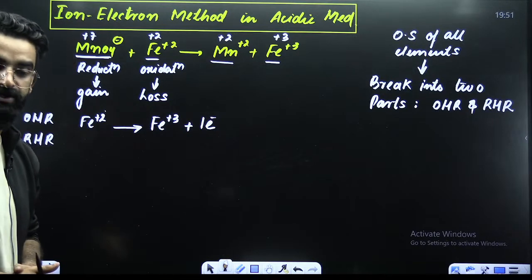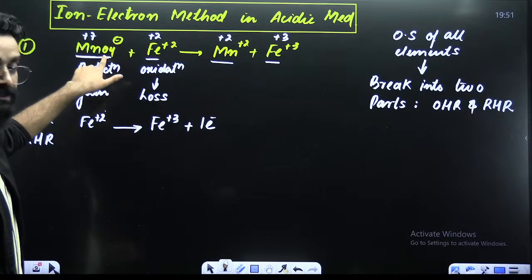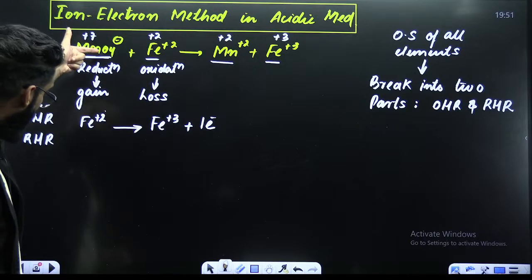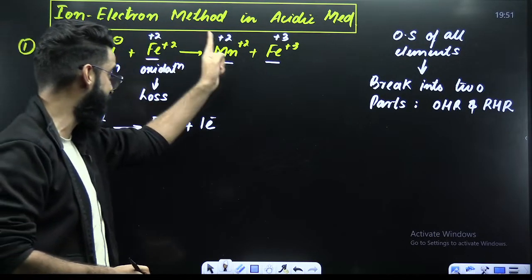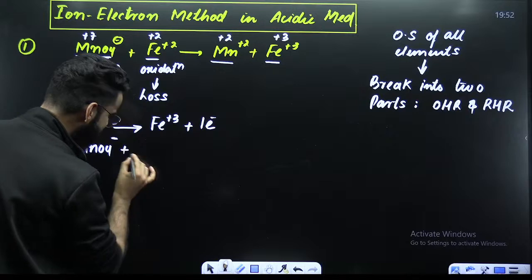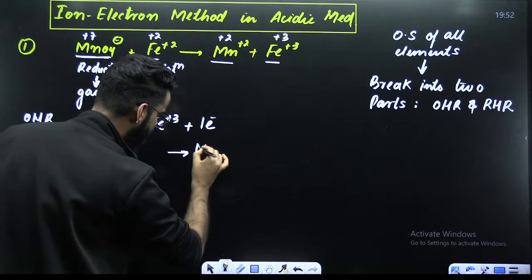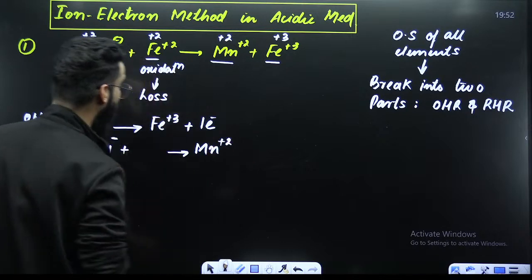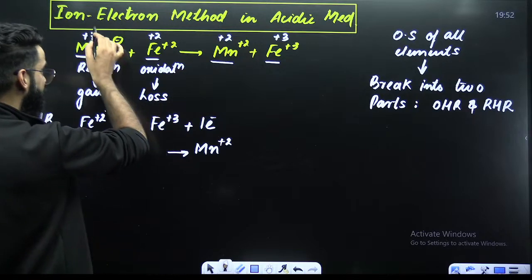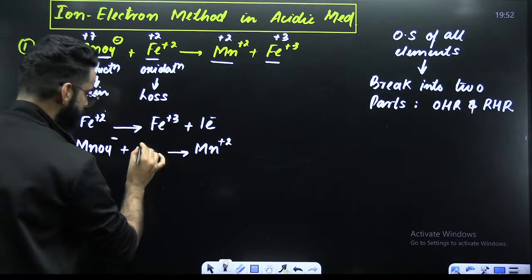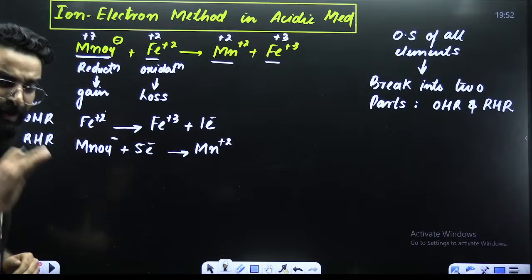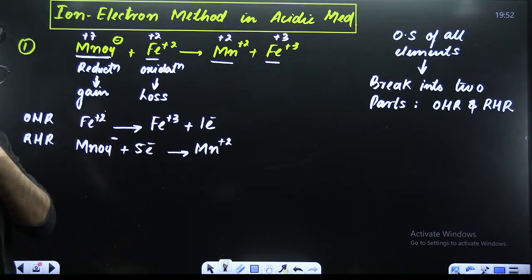Now talk about the reduction half reaction. Which species is undergoing reduction? MnO4 negative. It is undergoing reduction and the one that undergoes reduction gains electrons. So MnO4 negative will be gaining some electrons and finally getting converted into Mn di positive. How many electrons will it be gaining? +7 to +2. What is the change in oxidation state? Final minus initial. The value comes out to be 5, right? So it will be gaining 5 electrons here.